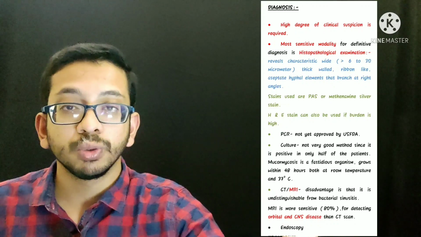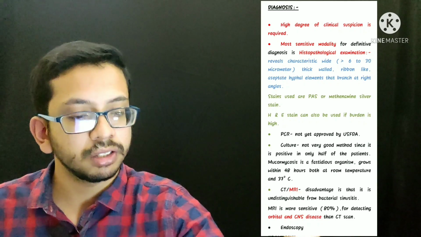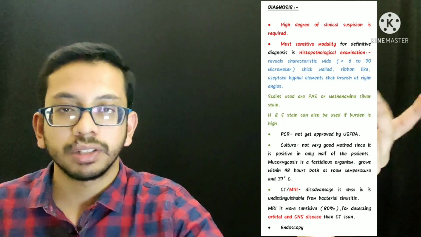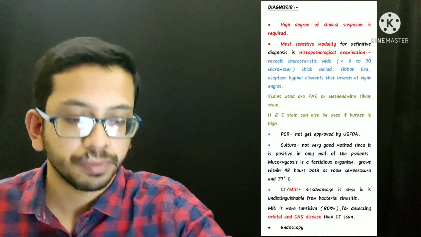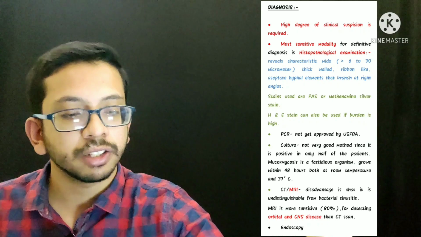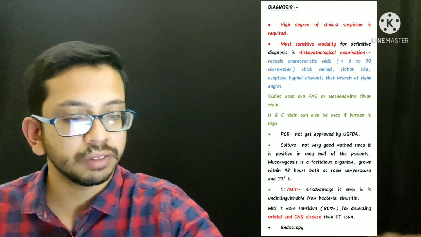So what are the stains used for histopathological examination? The stains used are PAS and methenamine silver stain, very important, you have to know. And if the burden is very high, then H&E stain can also be used. PCR is the next option for investigation, not approved by the USFDA.